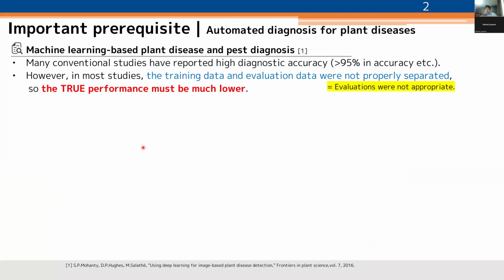First, we'd like to introduce the important prerequisite of this study. There have been many automated systems for plant disease diagnosis that reported very high diagnostic performance, such as 95% and more. However, most of those studies applied inappropriate data splitting, that is, the training dataset and evaluation dataset were inappropriately separated. Recently, many studies have indicated that the real performance of those systems must be much lower.